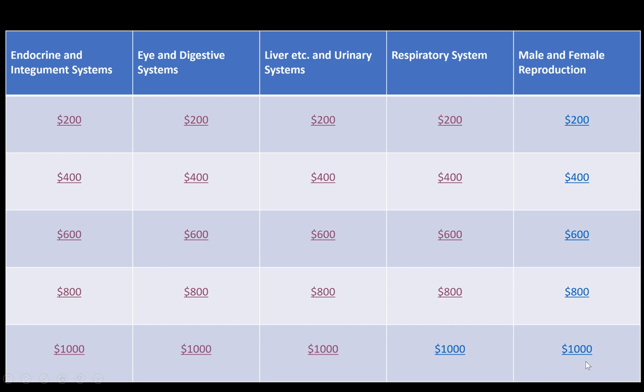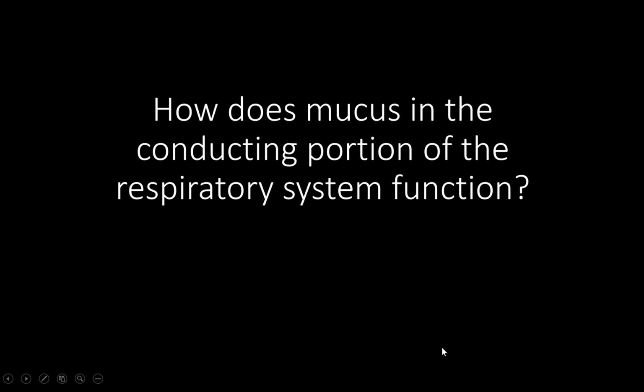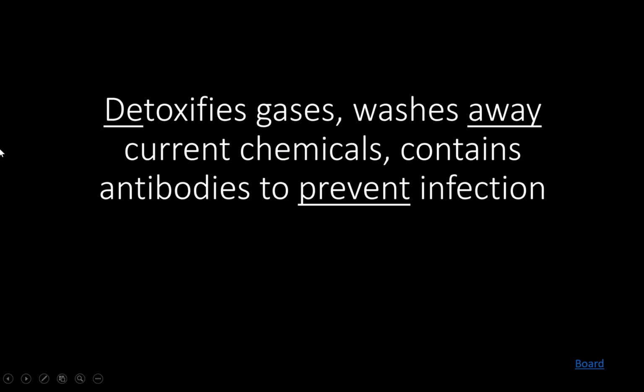Okay, hopefully that helps. Okay, how does mucus in the conducting portion of the respiratory system function? Right, so mucus has a lot of functions in the respiratory system, so make sure you know them. So it's going to detoxify those gases. It's going to wash away current chemicals so you can smell new ones, right? It's constantly washing away things and dust and whatever. And it also contains antibodies to prevent infection, okay? And notice the things I've underlined because they're the things that are easily changed, right? So if I said mucus in the respiratory system toxifies gases, you would say no, it detoxifies gases.